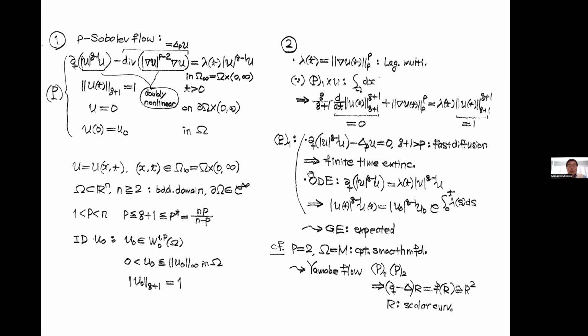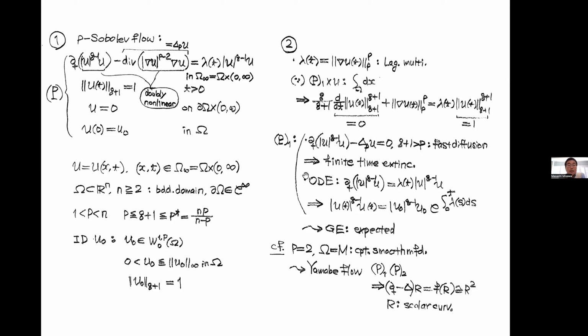And now I look at the equation more precisely in the first line. The left-hand side is the double nonlinear parabolic type operator. If q plus 1 is larger than p, then this operator is the so-called fast diffusion type operator. So considering this equation, the solution should vanish at a finite time. This is a typical property of the left-hand side operator.